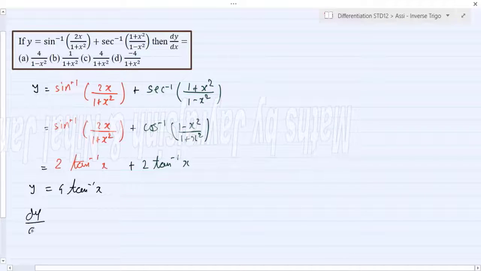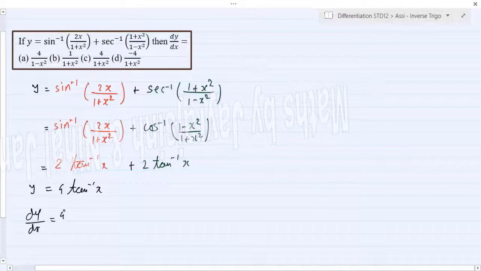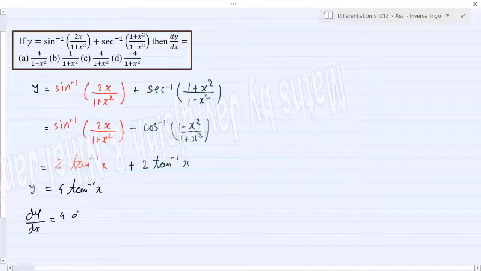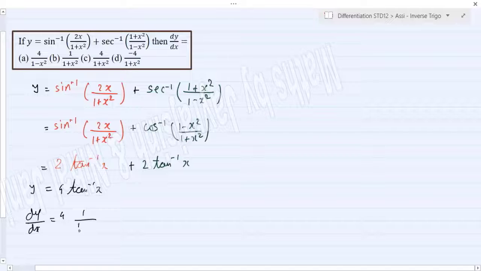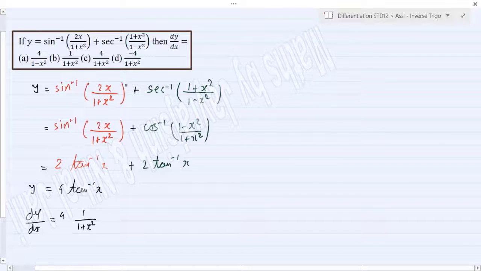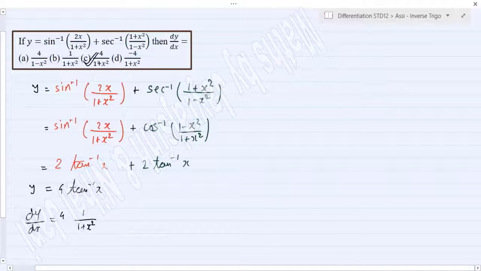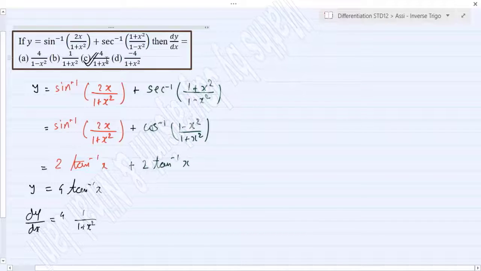To get dy by dx, 4 will be a constant. We just have to differentiate tan inverse x, which is 1 upon 1 plus x square. So, option C is your final answer. Ta-da!